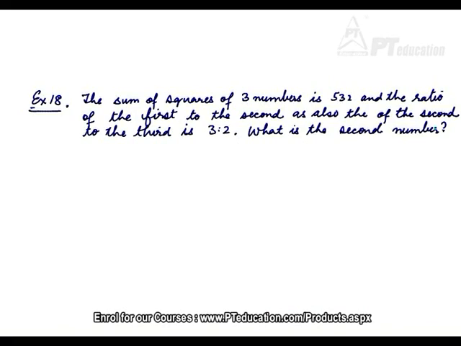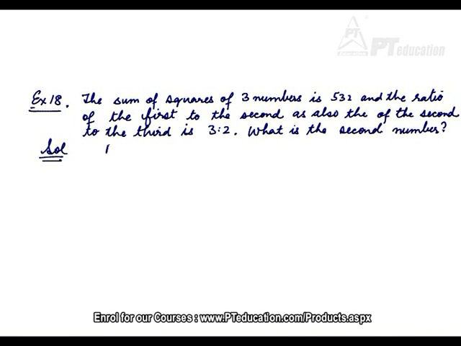Here is example 18 in the notepad. The sum of squares of three numbers is 532 and the ratio of the first to the second as also of the second to the third is 3:2. What is the second number? Let us solve example 18.